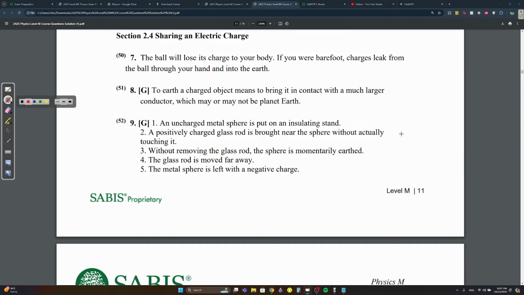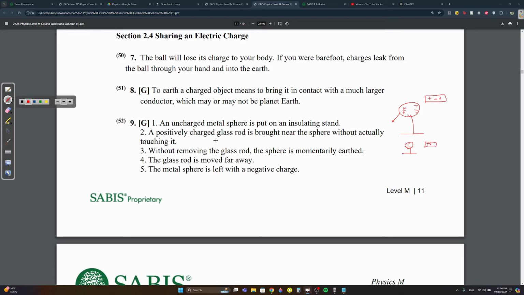So remember this experiment. You have the ball, it's neutral, and here you have a positive rod. What's going to happen? It's going to attract the negative charges to the right, and the positive charges to the left, away from the rod. Then what did we say we do? We momentarily earth it. We touch it with our finger. When we touch it with our finger, it's going to lose all these positive charges to the finger, and only negative charges will be left over.